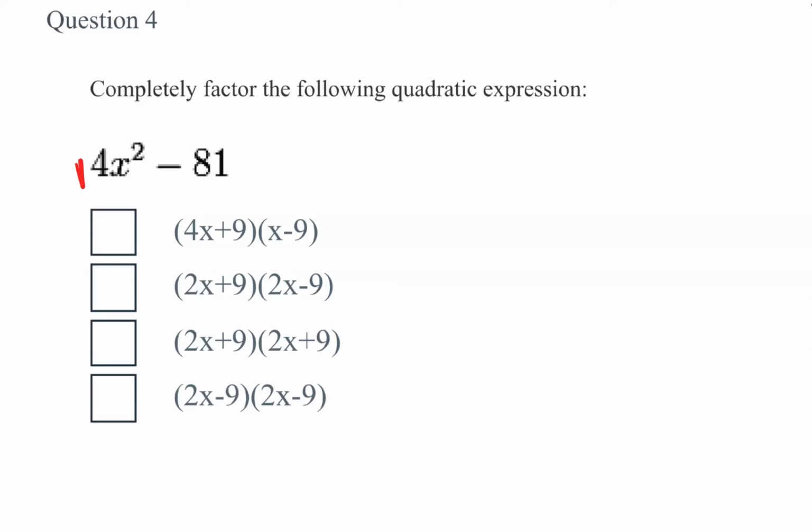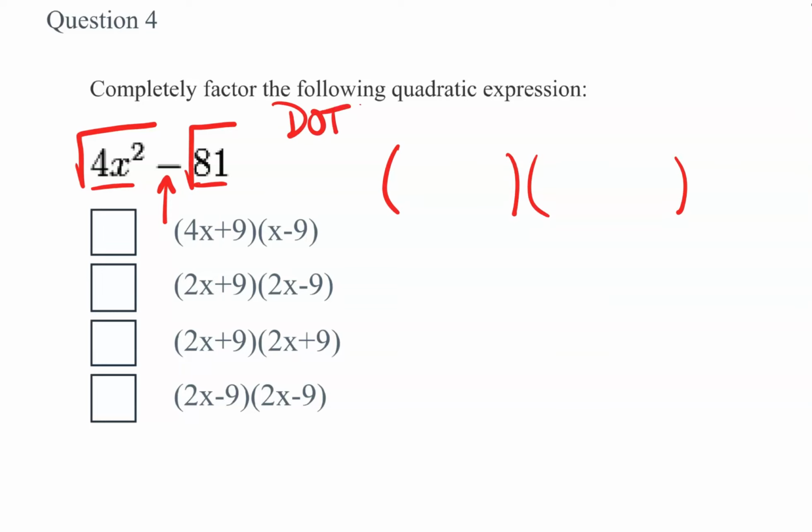Here's another example of difference of two squares. This first term has a square root. The second term has a square root. They're separated by a subtraction sign, so we can jump straight to the solution here, again, because this follows the difference of two squares format. The square root of 4x squared is 2x. The square root of 81 is 9.